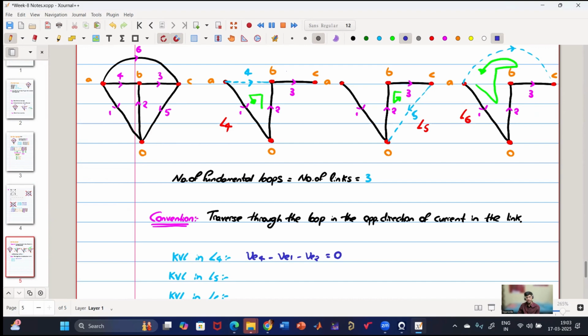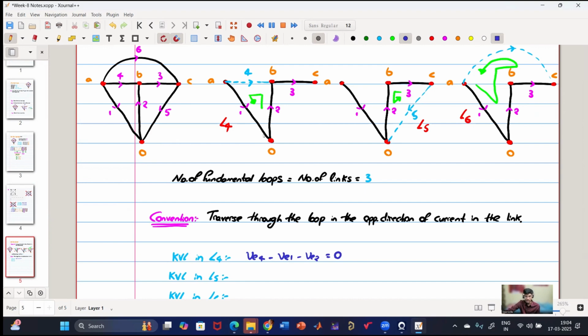Sir, there is one small confusion. The current direction is mentioned in every link, and we have also used one direction inside the loop. This is not the direction of the current. This is how we are applying KVL. For applying KVL, I can go in clockwise or anti-clockwise direction, right? So this is not a current. This is how we are traversing for applying KVL.